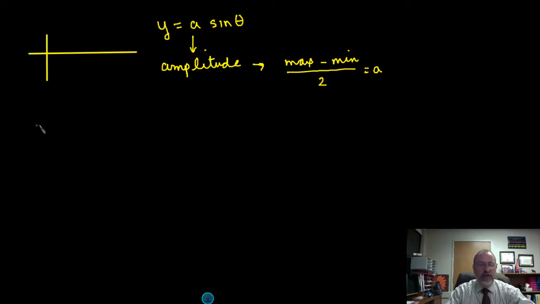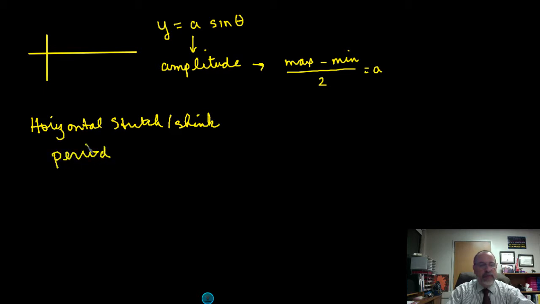In this video, we want to look at a horizontal stretch or shrink. And the horizontal stretch or shrink is going to affect what we call the period of the function. Okay, so let's take a look at what the period is here, so we have an idea.